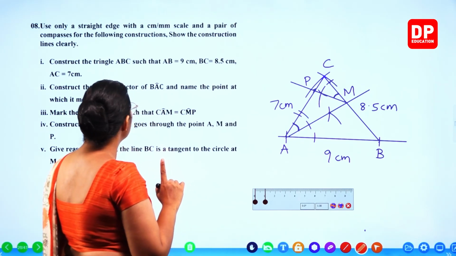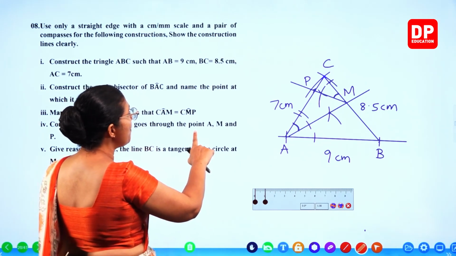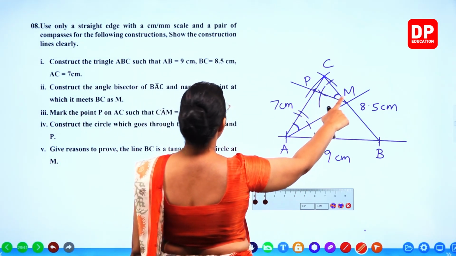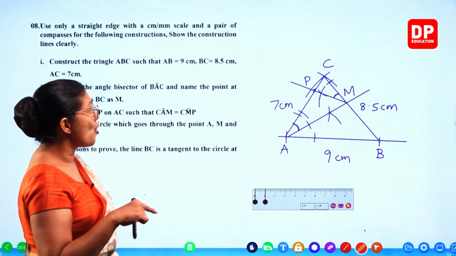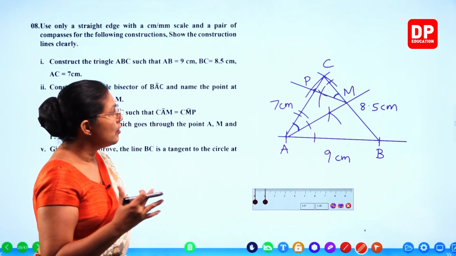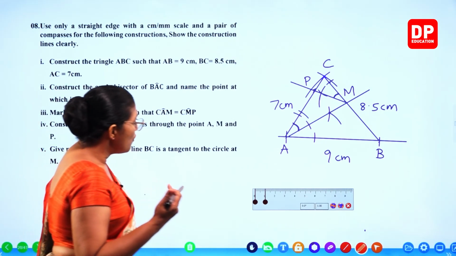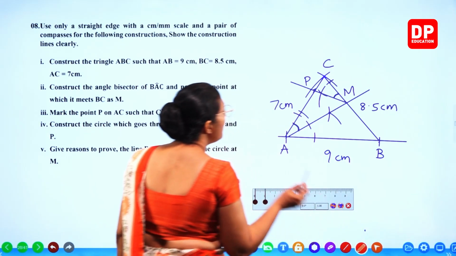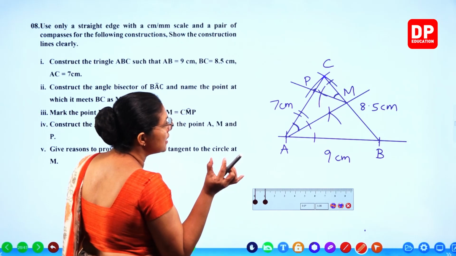Then construct the circle which goes through the points A, M and P. So we have to draw the circumcircle. How are you going to draw a circumcircle? You have to draw perpendicular bisectors. So we'll take perpendicular bisectors and find out the center of the circumcircle.